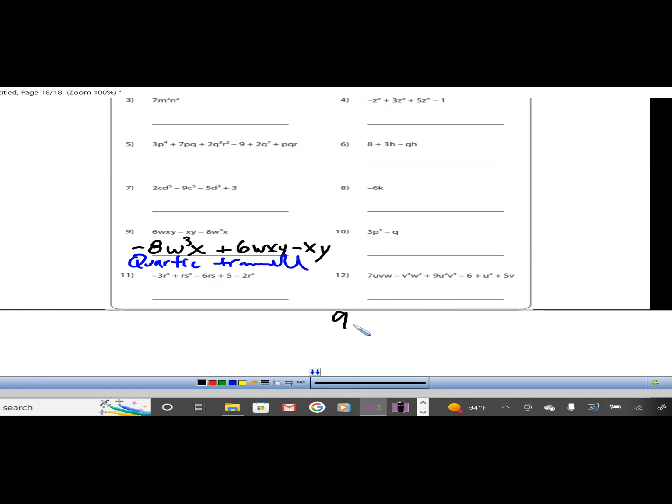9 U squared V to the 4th, V cubed W squared, 7UVW plus U squared plus 5V minus 6. Jose from the corner, let's go. That is correct. Yes, hands, have you got that? All right.